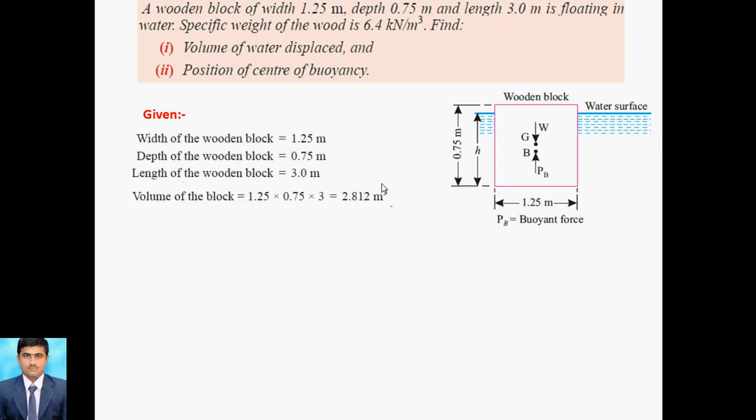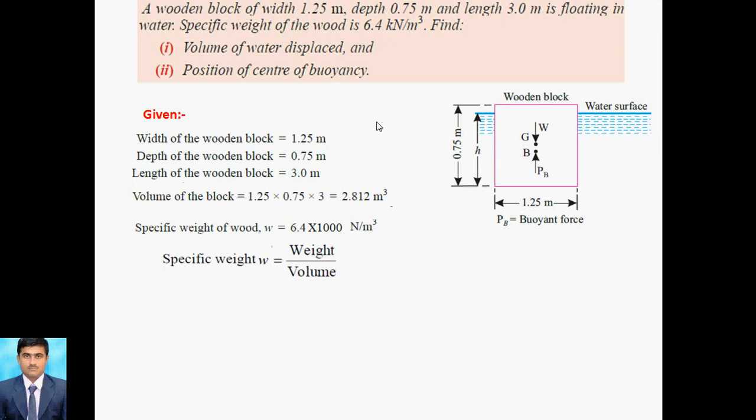Now we go for the volume of this block, that becomes 2.812. After this multiplication it is in meter cube, right? The next term given is the specific weight of the wood, 6.4 kilonewton per meter cube. Kilonewton can be converted into newton, that is 6.4 into 1000 newton per meter cube.